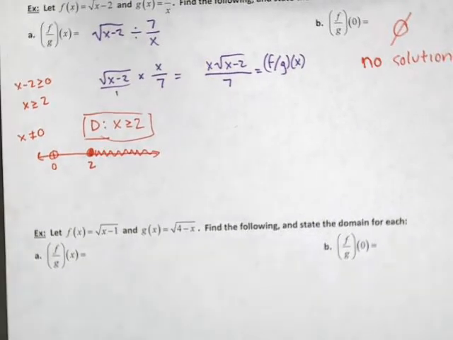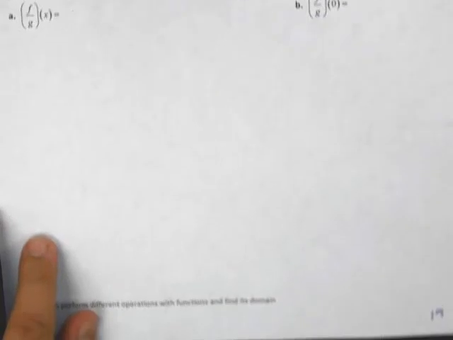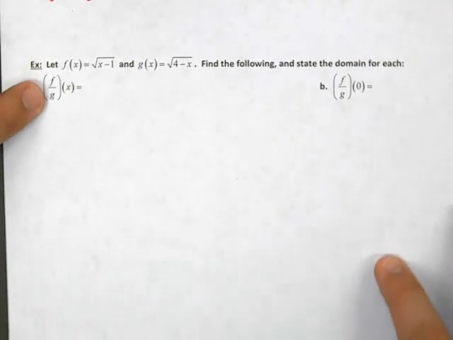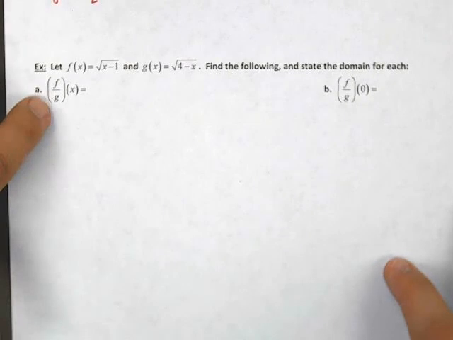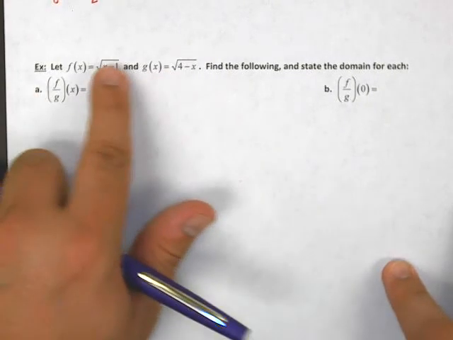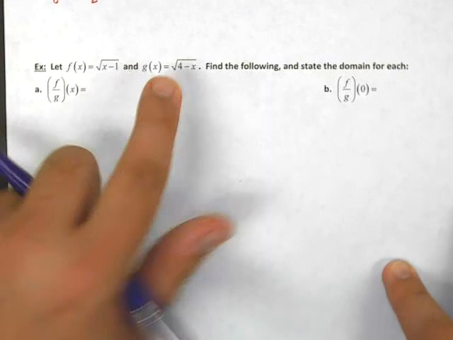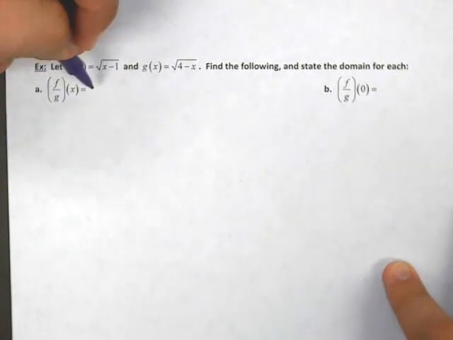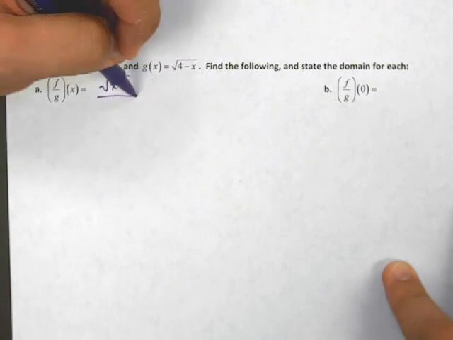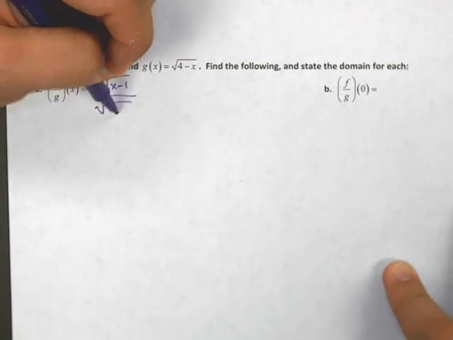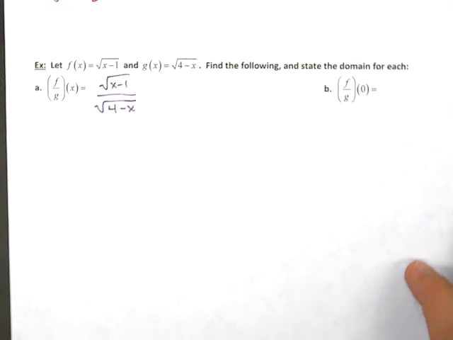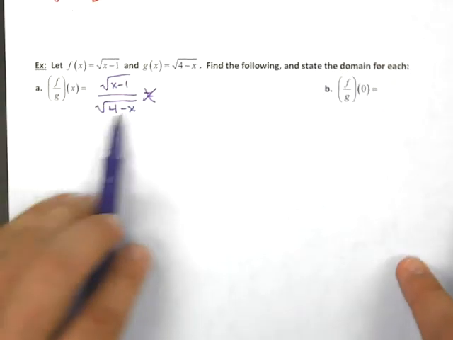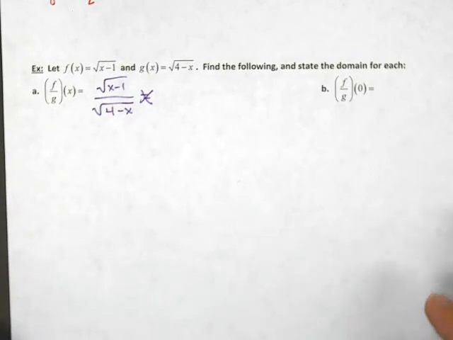Alright, last one. Let's try and get through this one, and then we will be on our way. So, we have f over g. This is one where I probably would use a division bar, right? I don't have any fractions in my original functions, so when I put them over each other, I'll just have a normal looking fraction, okay? So square root of x minus 1 over square root of 4 minus x. Alright? That's it. We're done. I don't have to do any other simplifying.